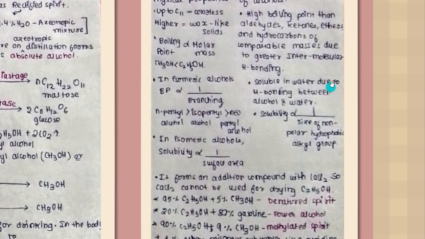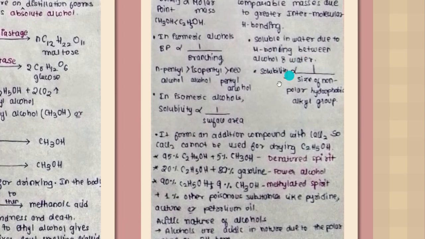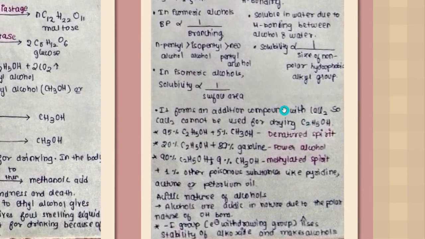Alcohols are soluble in water due to the hydrogen bonding between alcohol and water. Now, solubility is inversely proportional to the size of the non-polar hydrophobic alkyl group. This alcohol forms an addition compound with CaCl2, that is calcium chloride. So calcium chloride cannot be used for drying of C2H5OH.